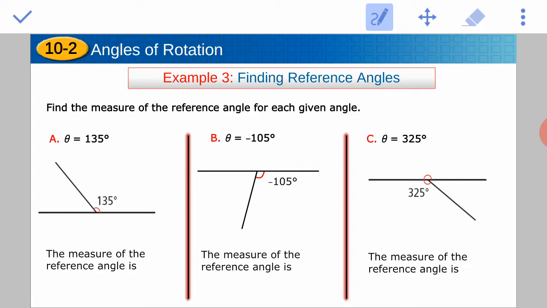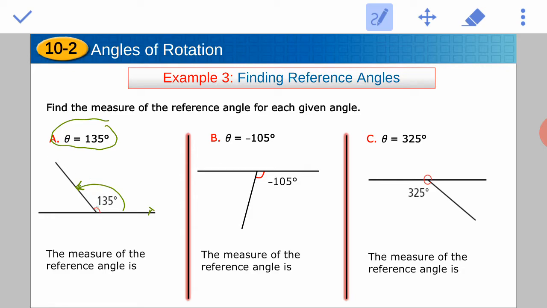Example number 3, find the measure of the reference angle for each given angle. The first one, guys, theta equals 135 degrees. Our job is to find the reference angle of angle theta. Guys, it's very useful to visualize the situation. So this is our angle. We start from the initial side and this is the direction of rotation because the angle is a positive one. So this is the terminal side.